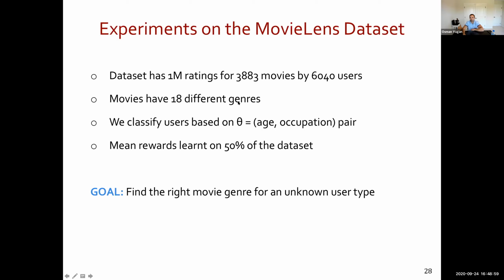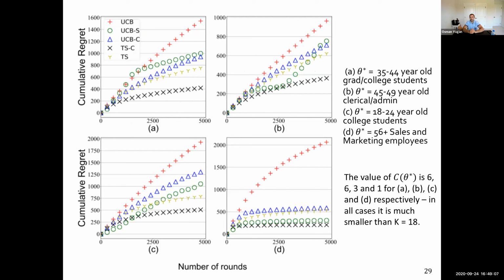The 18 different genres, we treat them as the arms or the choices that we are making. And the results are shown here, where we compared the classic UCB algorithm, the classic Thompson sampling algorithm with our versions, TSC and UCBC, and we again plot Latimore's UCBS algorithm as well. For 4 different theta values that represent 45 to 49-year-old clerical admin, 18 to 24-year college students, and etc.